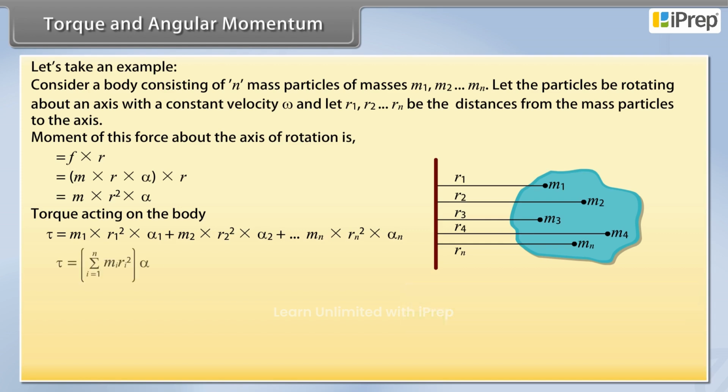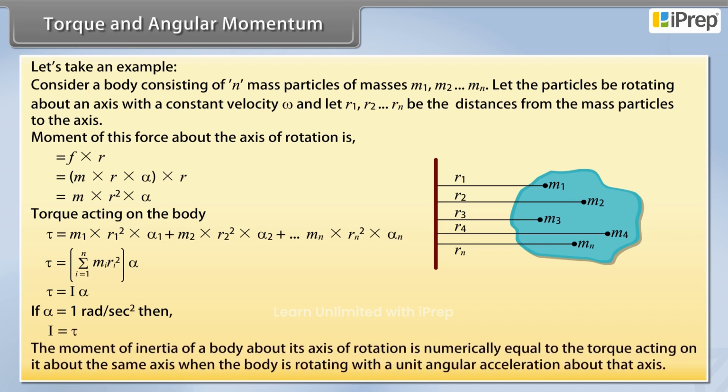This equation can be written as tau is equal to summation from i equals 1 to n of the product mi into ri square, into whole alpha. This gives tau is equal to I alpha. If alpha is equal to 1 radian per second square, then I is equal to tau.